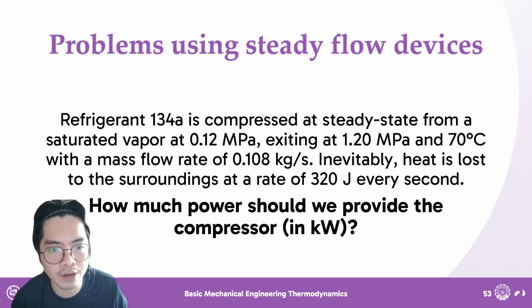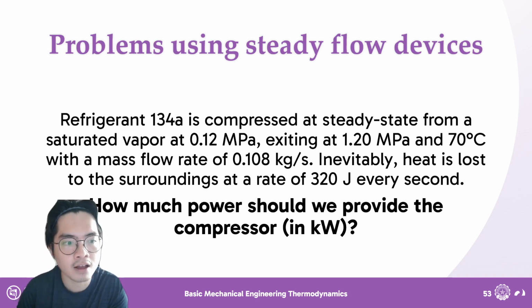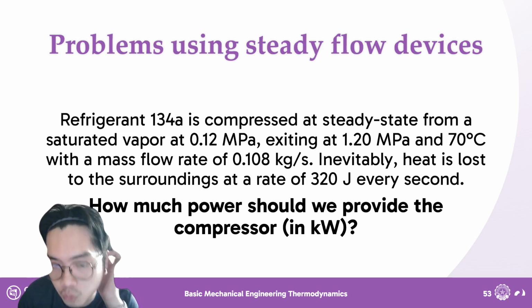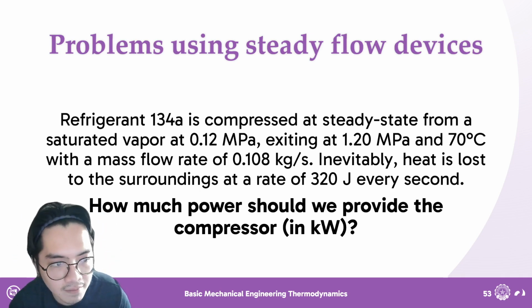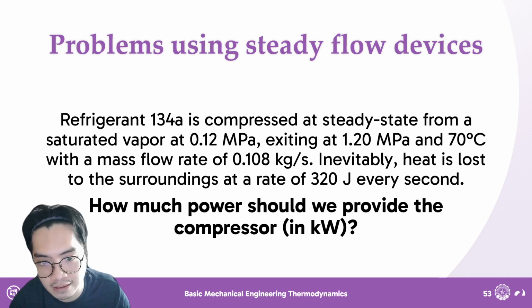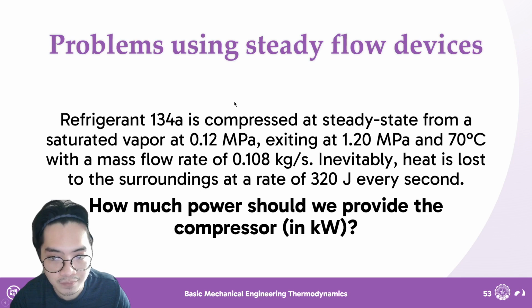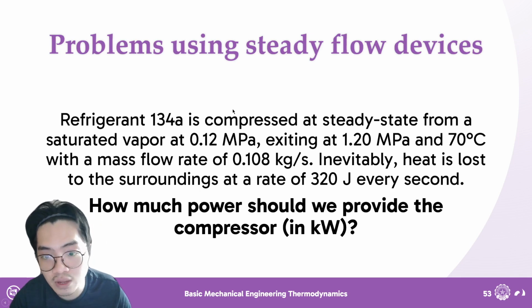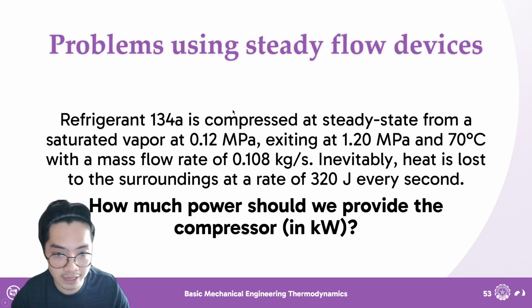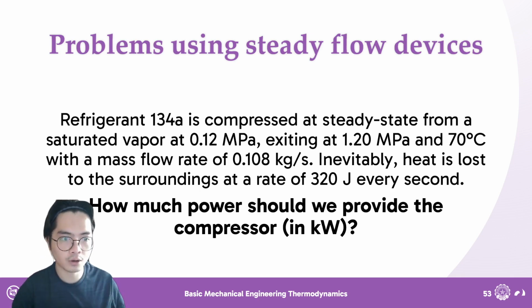Refrigerant 134A is compressed at steady state from a saturated vapor at 0.12 MPa, exiting at 1.2 MPa and 70 degrees Celsius with a mass flow rate of 0.108 kilograms per second. Inevitably, heat is lost to the surroundings at a rate of 320 joules every second. How much power should we provide the compressor? Right? Okay.